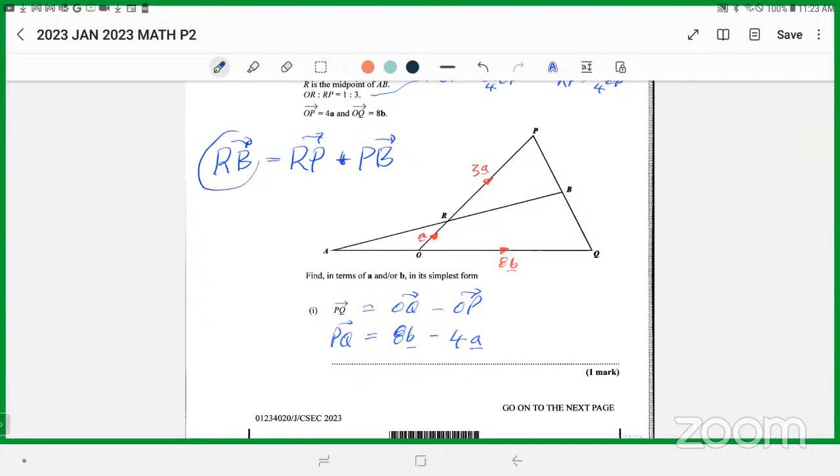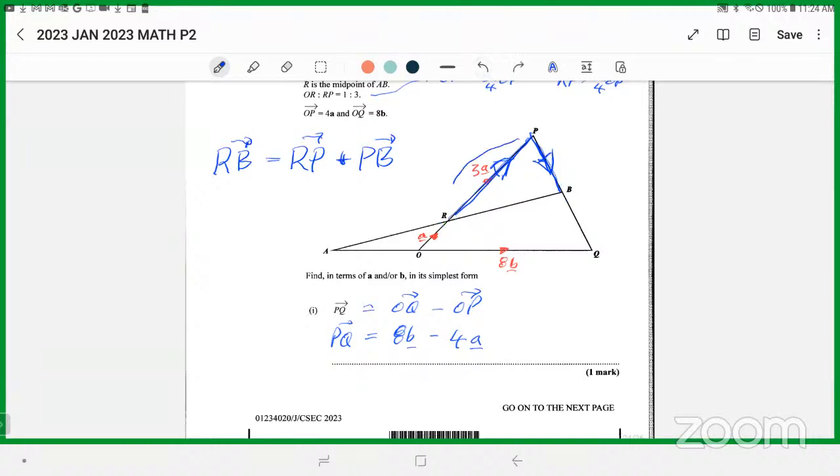So going from R to B is the same as going from R to P, as you can see here, go from R to P first this way, and then the plus means and then you go from P to B, here. And that will take you from R to B. That's all you have to do. Most times you use vectors that you know. Look at the diagram now.